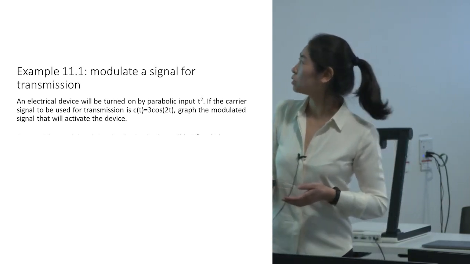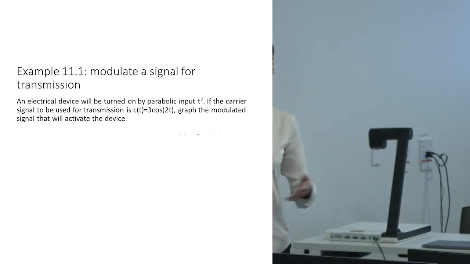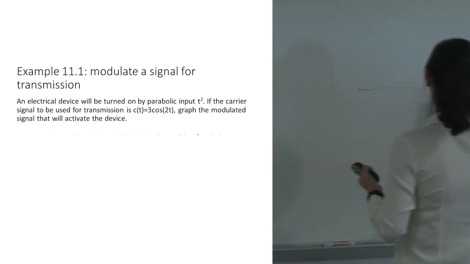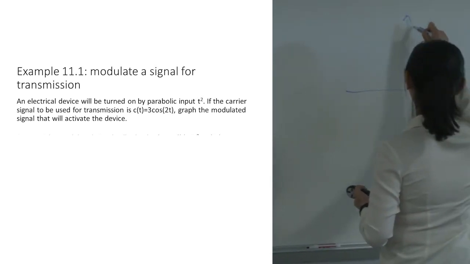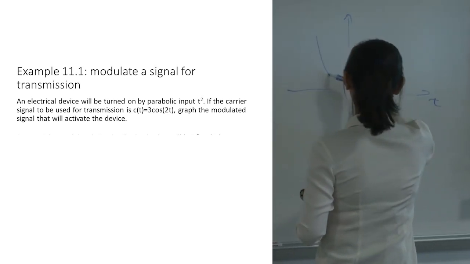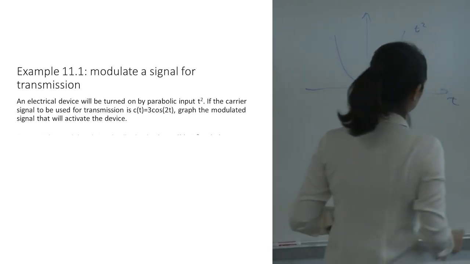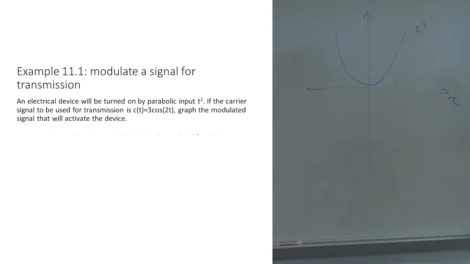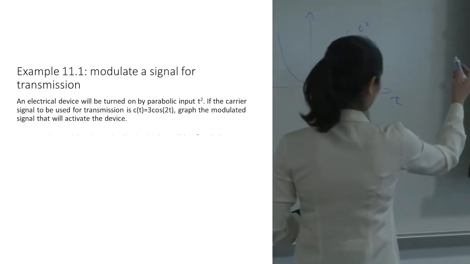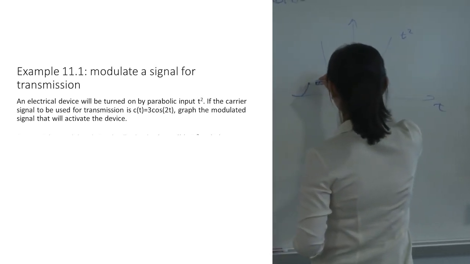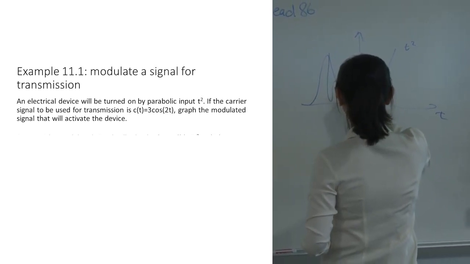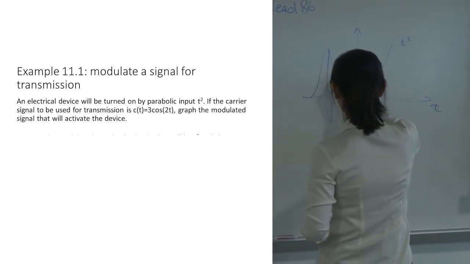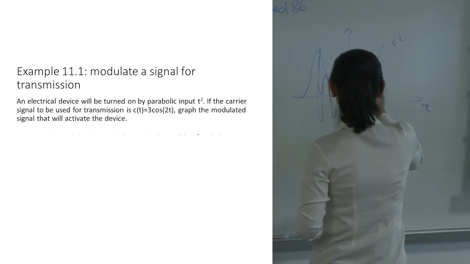So basically, what you need to do is you first put in your parabolic signal. So we all know what a parabolic signal looks like. So we have a t, this is the function, and this is the t squared signal, right? And then we also have this transmission signal, it's a cosine signal. And once we apply these signals, so we are applying the cosine signal with the parabolic signal, it will look something like this.